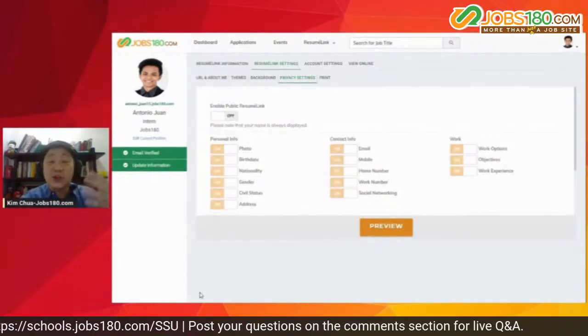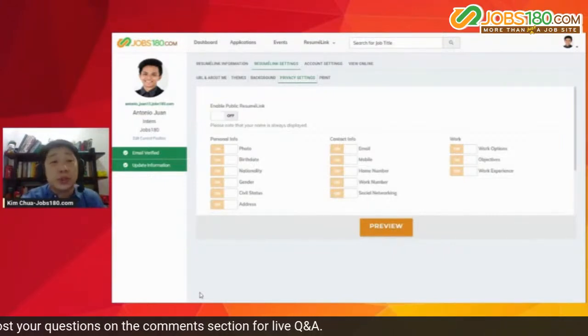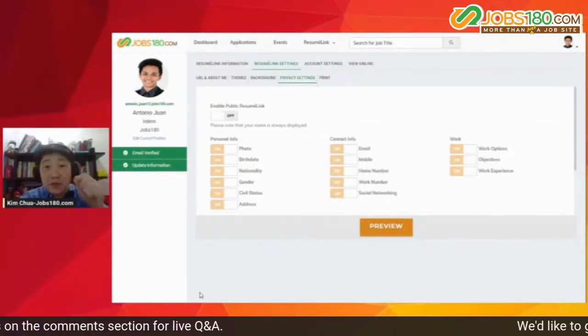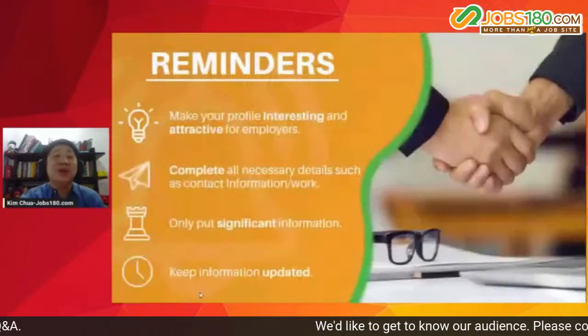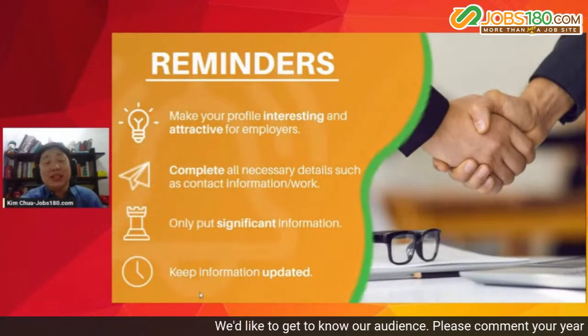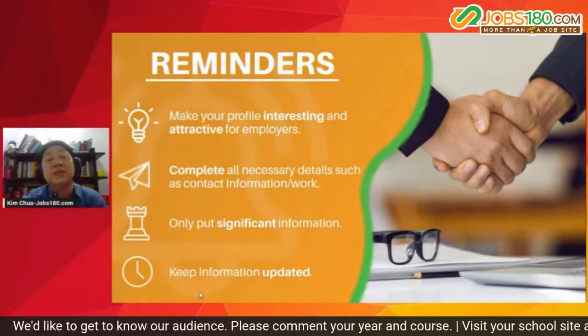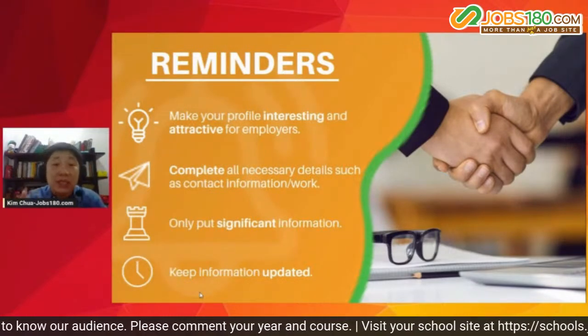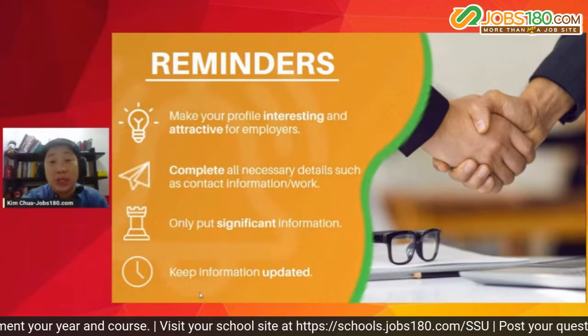Diba? So, depende na sa inyo kung ano gusto mo i-on or i-off. If you want to turn off everything, then okay lang. You can just turn off the button. Enable public resume link, off. Wala nang lalabas sa public, kahit na anong information. Okay? So, yan ang re-remind ko sa inyo. The second step is for you to complete the information, and in doing so, please make sure that your profile is interesting, diba? Yung information mo kompleto at updated ang details nyo para mabilis kayo makontak ng mga HR.